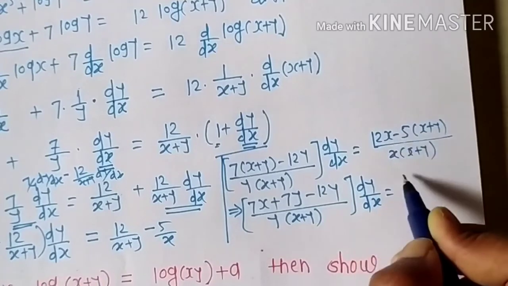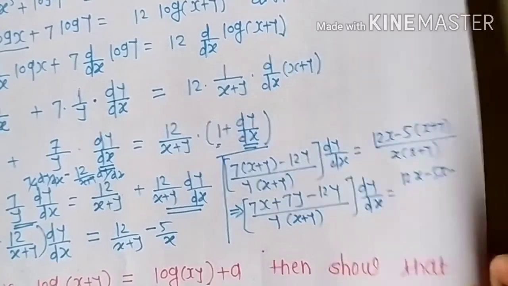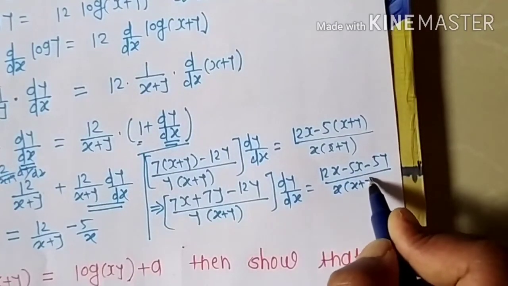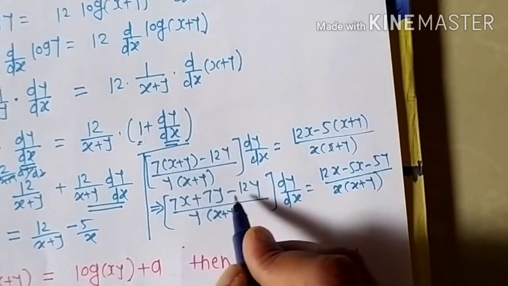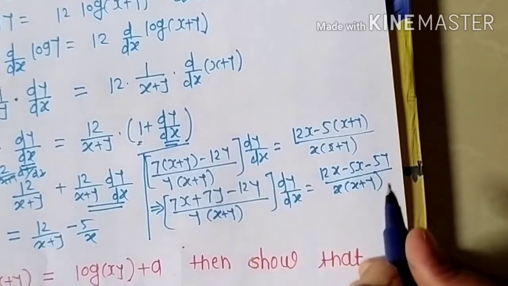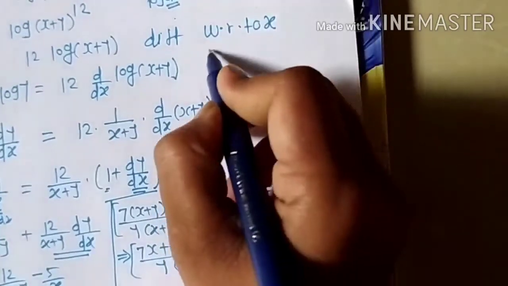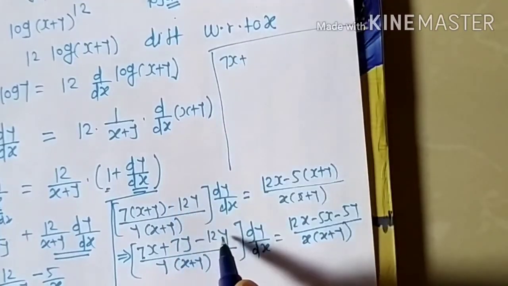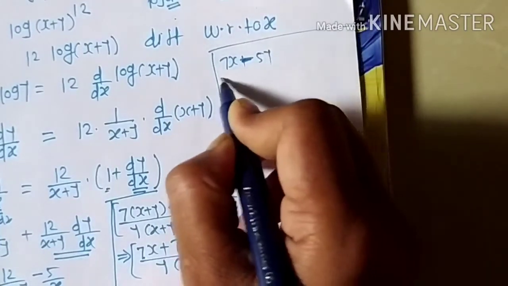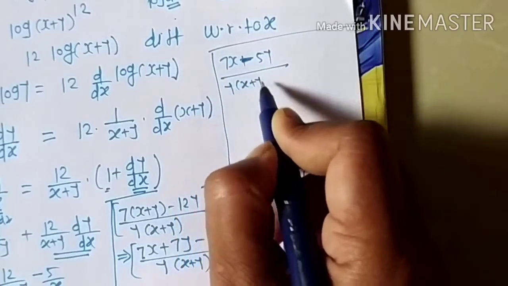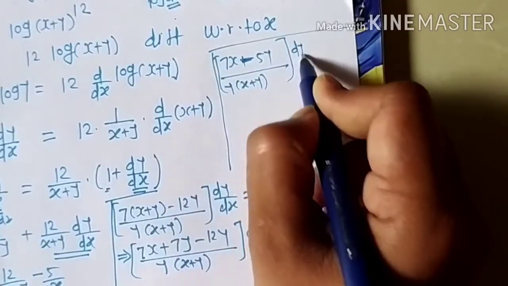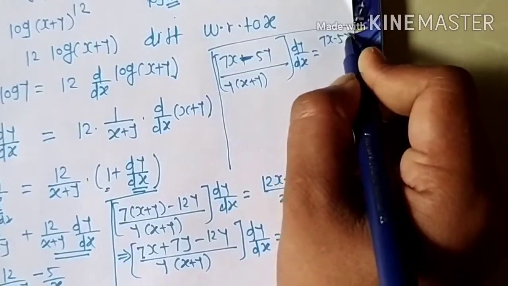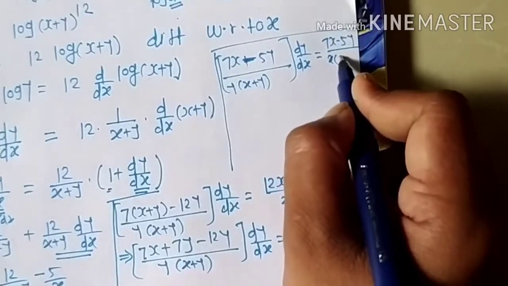And the right hand side is 12x minus 5x minus 5y divided by x into x plus y. So we cancel out the common term: 7x remains, 7y minus 12y remains, which is minus 5y. Okay, we write here 7x plus 7y minus 12y, remaining is minus 5y, divided by y into x plus y, into dy by dx, is equal to the right hand side, 12x minus 5x remaining is 7x, minus 5y divided by x into x plus y is there.